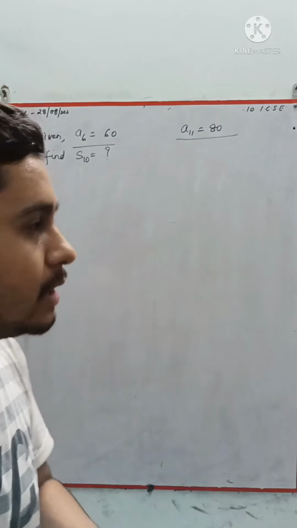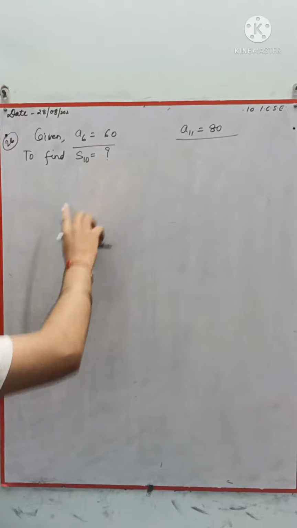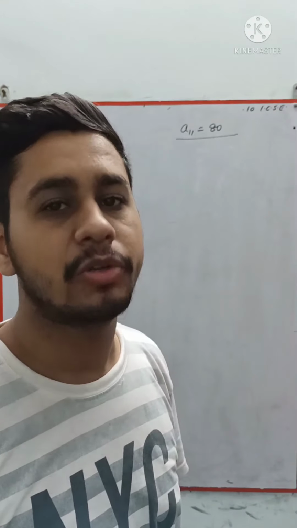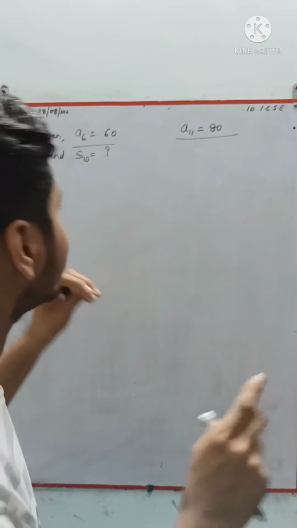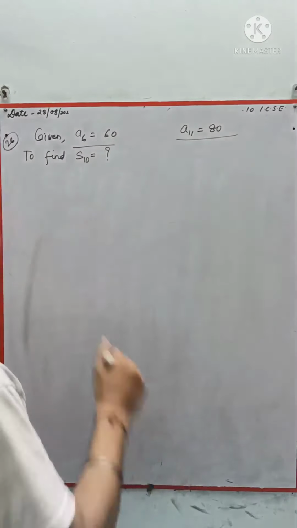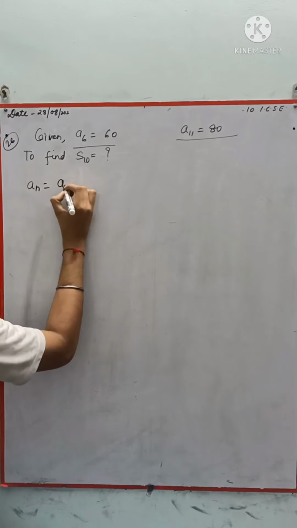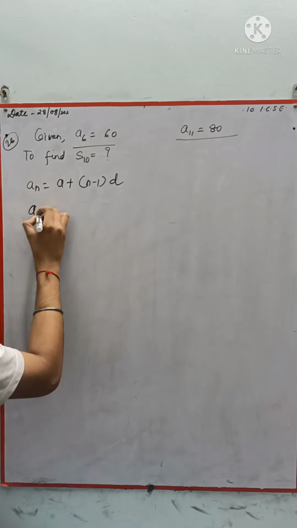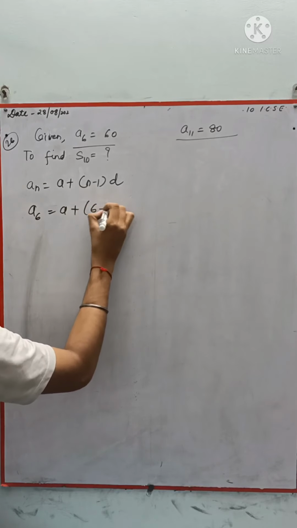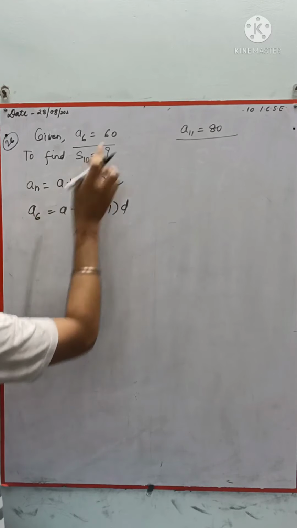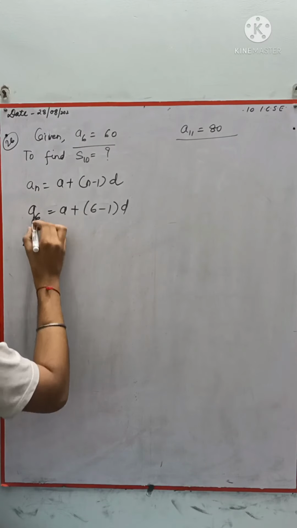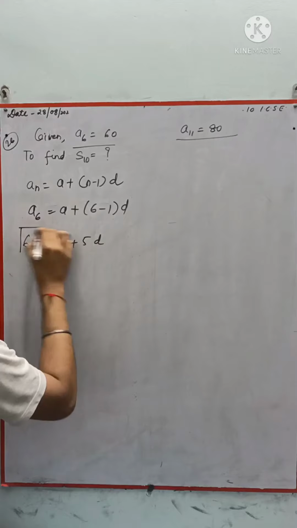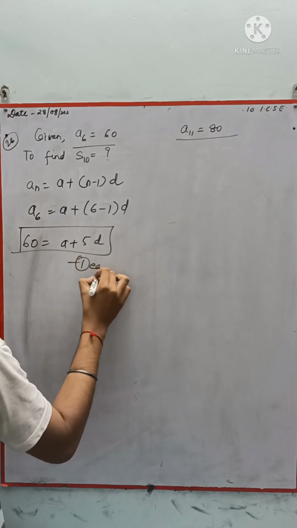a and d. Because for the S10 formula we have 10 upon 2 bracket 2a plus 10 minus 1 into d. So we require a and d. For that we will be using these two. We know an is a plus n minus 1 into d. So what will be a6? It will be a plus 6 minus 1 into d. A6 you have 60. So you can put in place of a6, 60, a plus 5d. So this is your first equation.